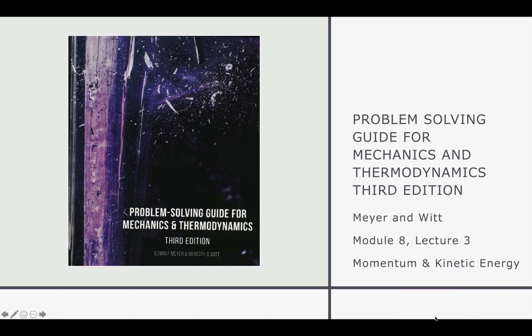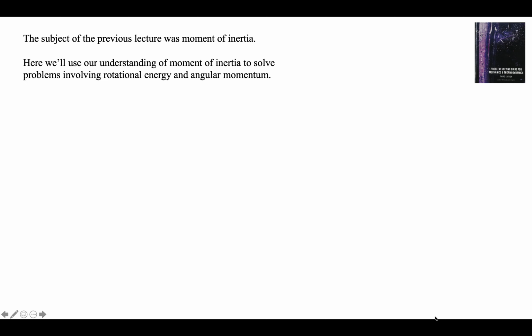This is Lecture 3 of Module 8 from the book Problem Solving Guide for Mechanics and Thermodynamics. The subject is angular momentum and rotational kinetic energy. The subject of the previous lecture was moment of inertia. Here we're going to use our understanding of moment of inertia to solve problems with rotational energy and angular momentum. So here's the first problem.